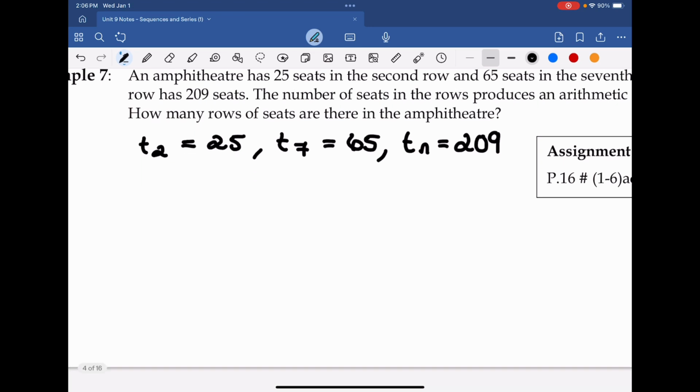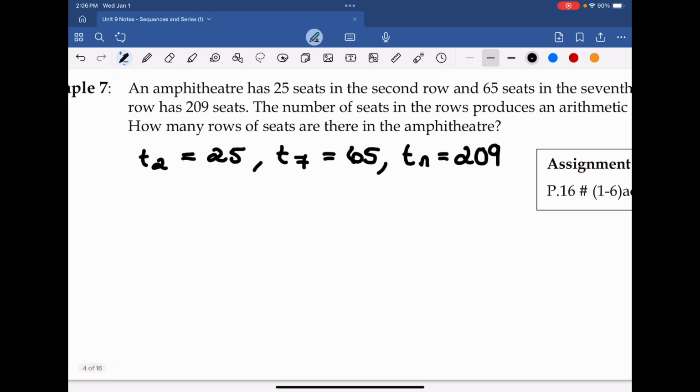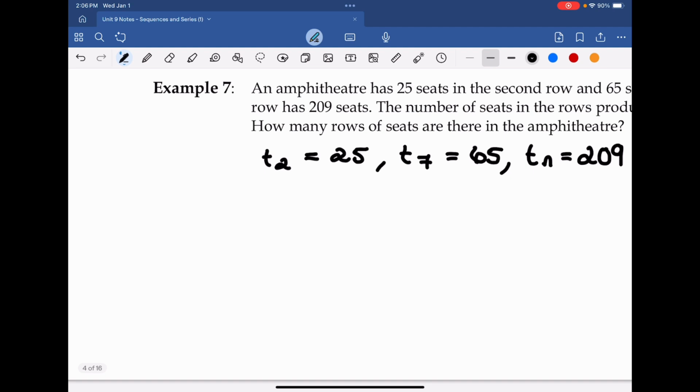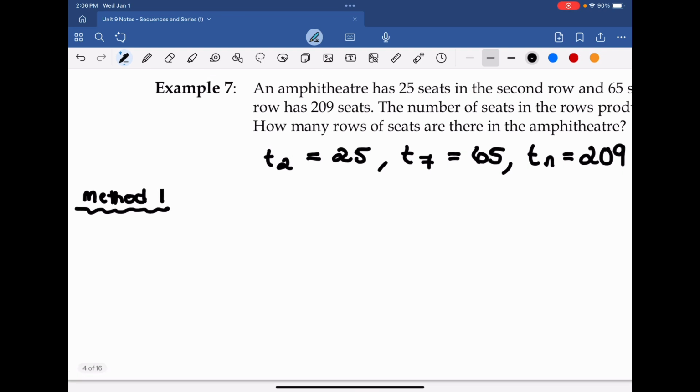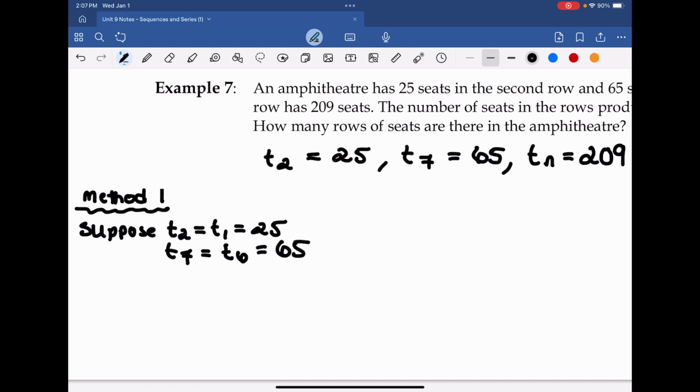Now, again, we could use our reset method, which, let's just write that out here. One method, and I'm going to call it method number 1. We could just write out that sequence and be like, okay, let's reset it, and we're going to just write it in the way we did before. Suppose T2 is equal to T1, which is equal to 25. And then we're going to suppose that T7, going from 2 to 1, we had to go back one position, meaning this would be the T6th in our reset sequence, and this would be equal to 65. Now we can figure out what this D is.